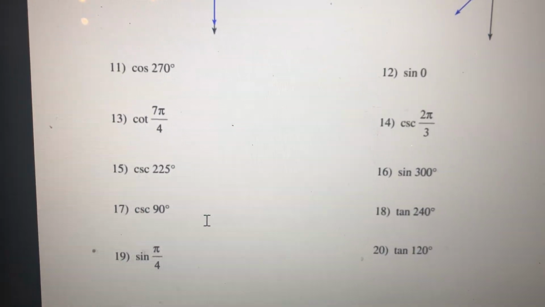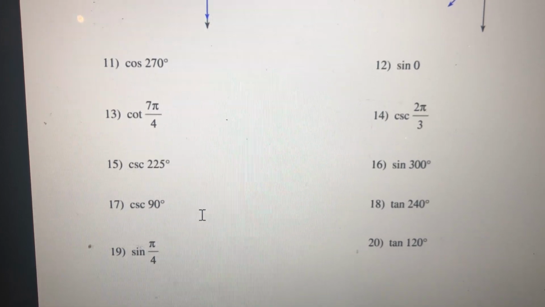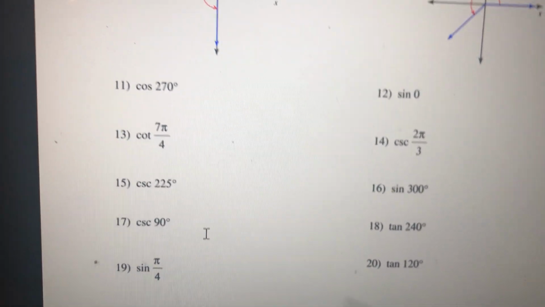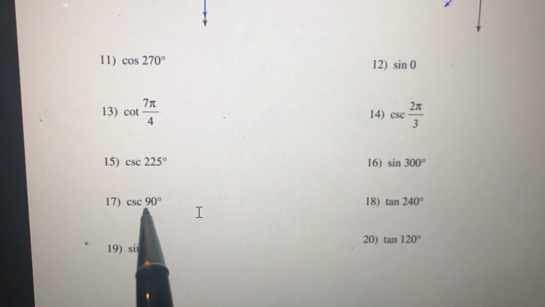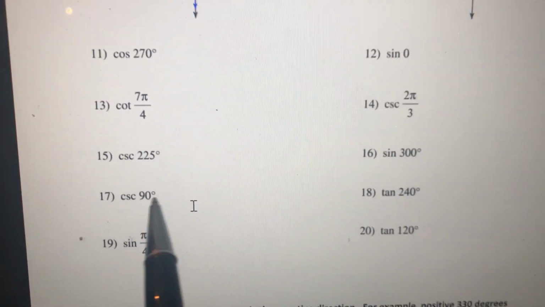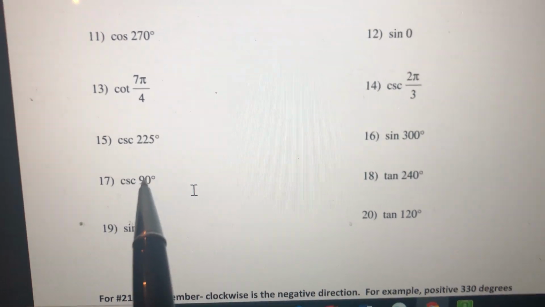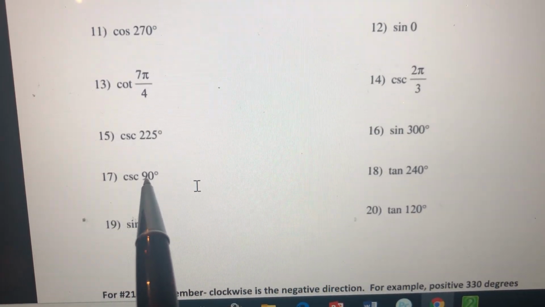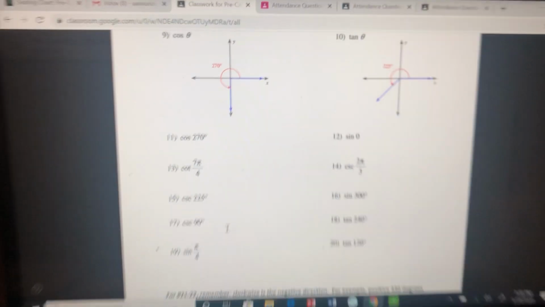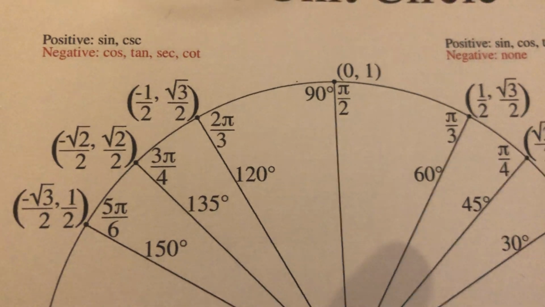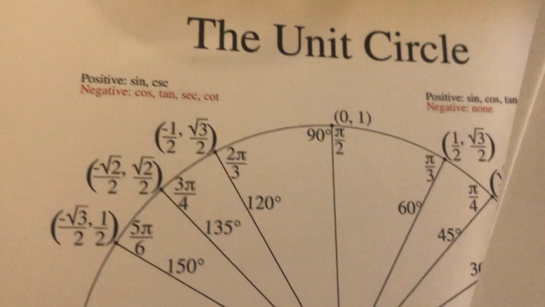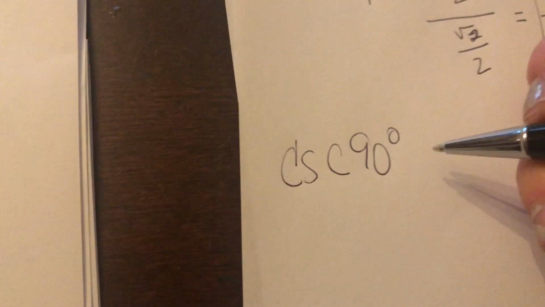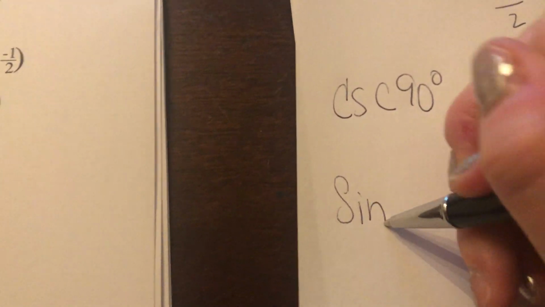The cosecant of 90 degrees. Oh, that's a good one. Let's do number 17. The cosecant of 90 degrees. Now, the cosecant is the reciprocal of sine, right? So let's just go over here to 90 degrees. If I want to find my cosecant, why don't we first find my sine, right? Let me move this over here. All right, so if I'm looking for the cosecant of 90 degrees, I want to find my sine.